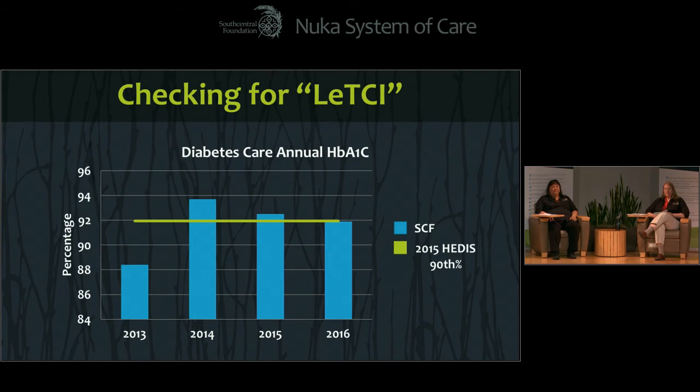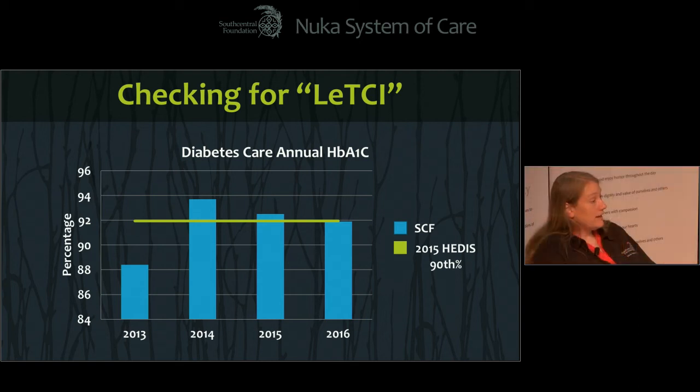So here's a graph from Southcentral Foundation. This is the Diabetes Care Annual HbA1c. And this is the percentage of customer owners that are screened on an annual basis. So if I'm looking for levels, I can see that there is levels here. So we're gauging our performance on a percentage scale. At Southcentral Foundation, we're always looking for opportunities for improvements, our OFIs. So one opportunity for improvement here might be to change percentage to percentage screened, just to give us a little more information context.